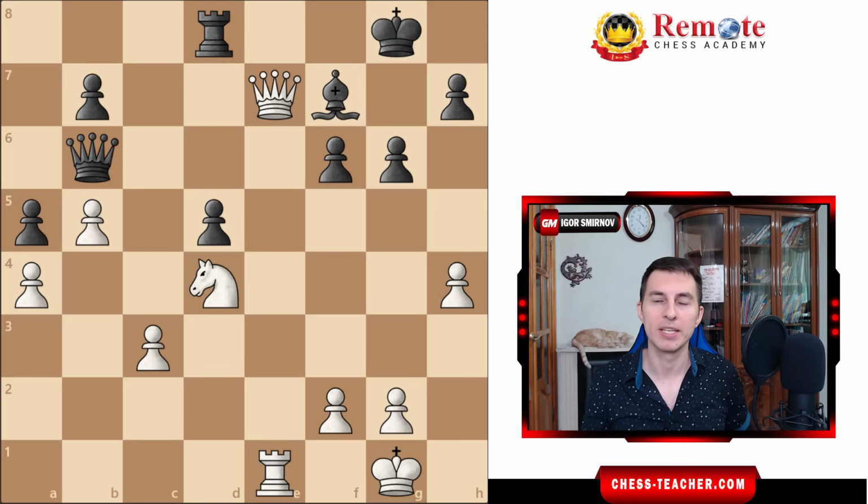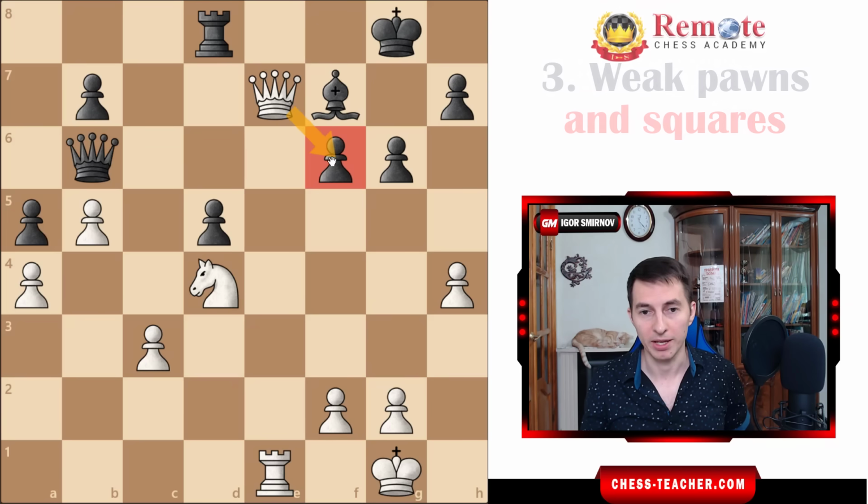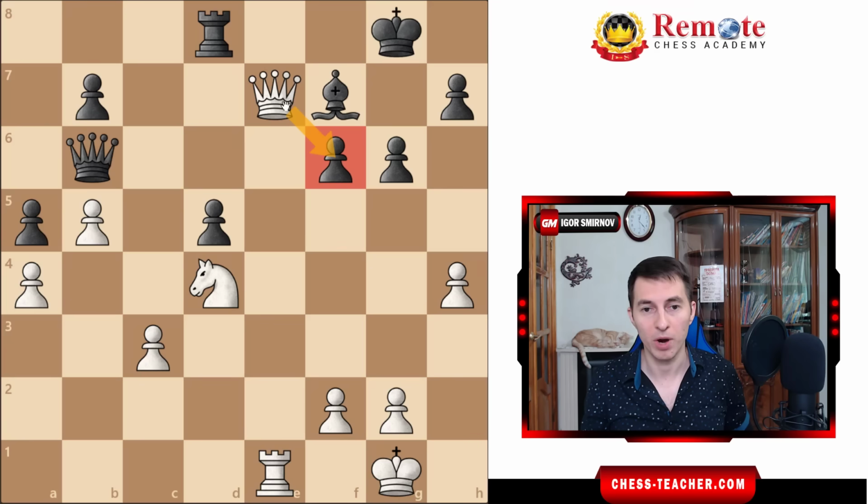And the third type of weakness are weak pawns and squares. For example, this pawn on f6 is weak, and if black just moves their queen away, you'll be able to capture it. A weak pawn or square is a square on the opponent's half of the board which is not defended and ideally cannot be defended by a pawn. For example, the e6 square is weak. You can easily land your knight there. In contrast to this, if you're looking at the square on e5, you cannot place your piece there because if you do, your opponent will just grab it.